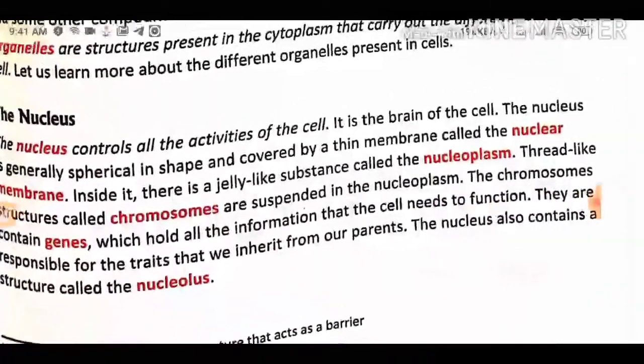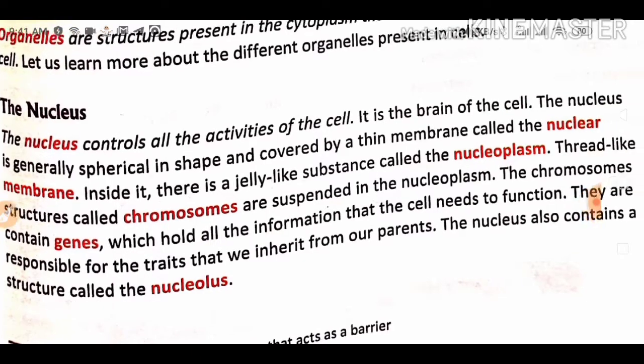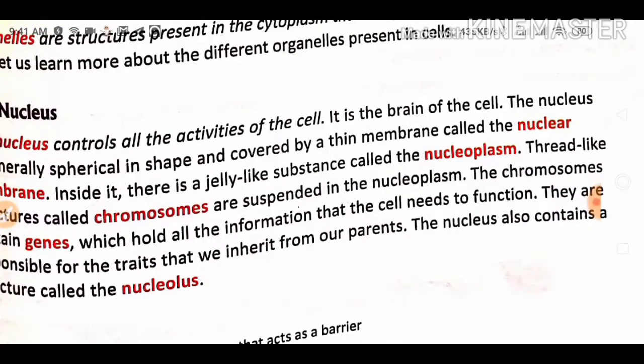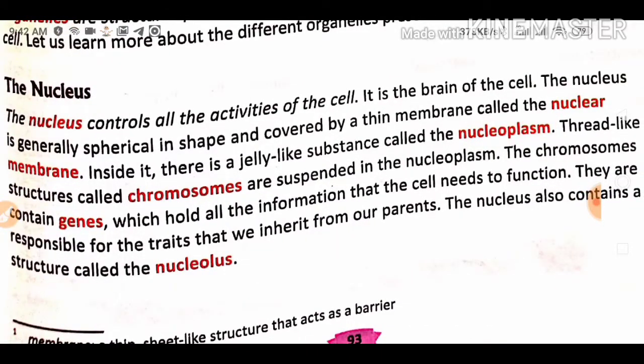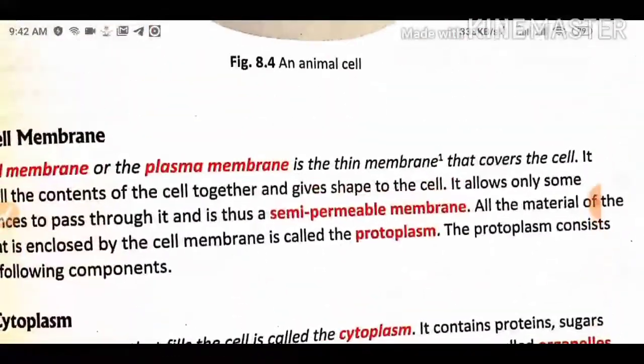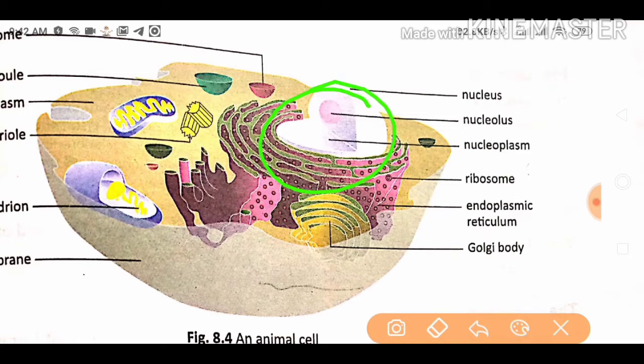The nucleus controls all the activities of the cell. Okay, it controls all activities of a cell. It is the brain of the cell. The nucleus is generally spherical in shape, and covered by a thin membrane called the nuclear membrane. So you can see here, this is the nucleus. Okay, and it is filled with nucleoplasm.